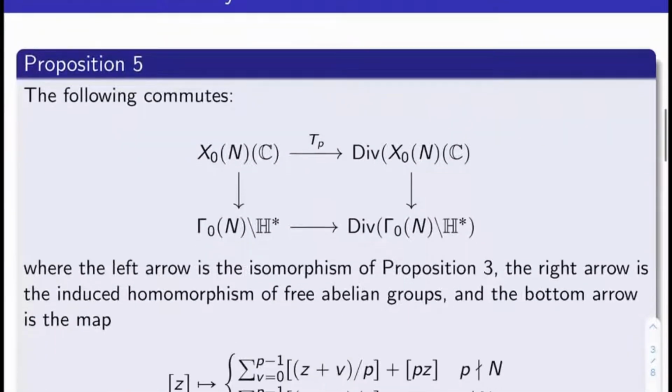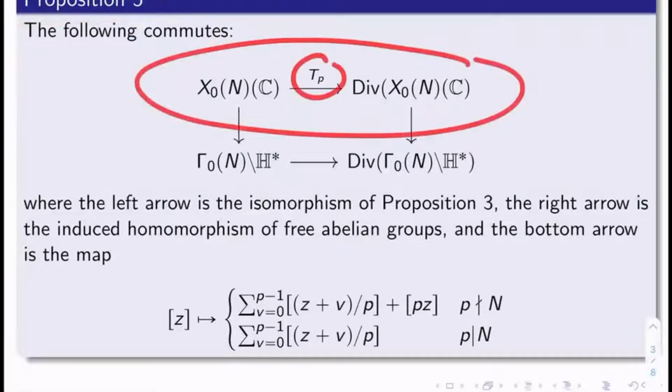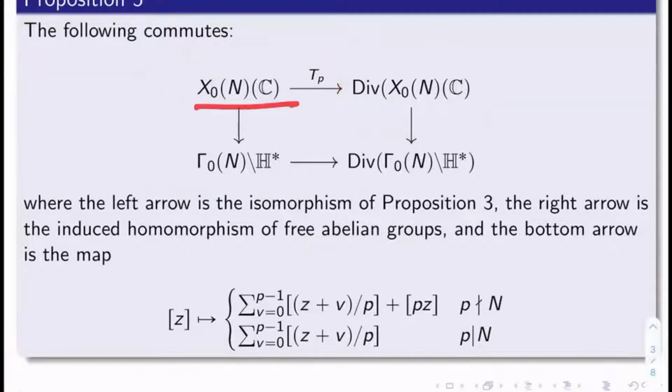Okay, first of two theorems of the day. First is Proposition 5. The following diagram commutes. So we've got our usual Hecke correspondence T_p, given a prime p, from the complex points of X_0(N) to its divisor group. Then I've got the usual isomorphism from all the way back in Proposition 3 from the complex points of X_0(N) to the orbit space of the action of Γ_0(N) on H*, which is H union infinity and the rationals. So the extended upper half plane, if you like.